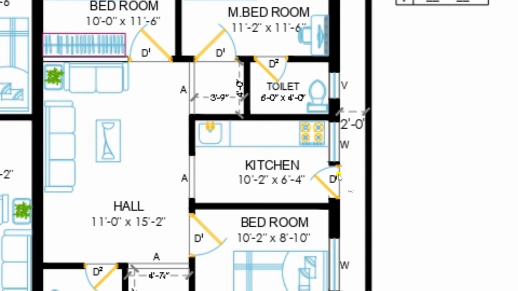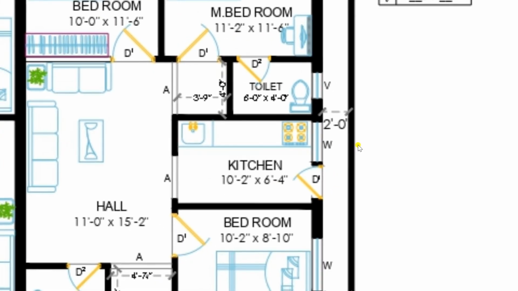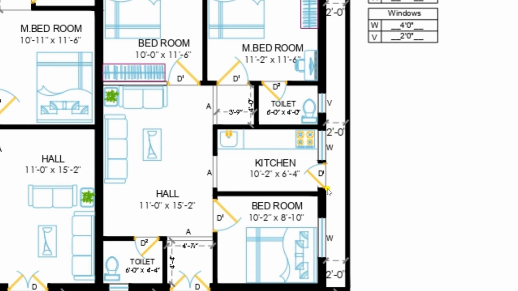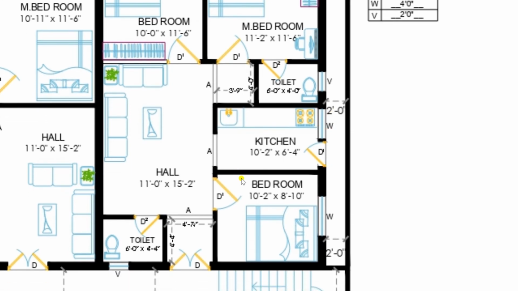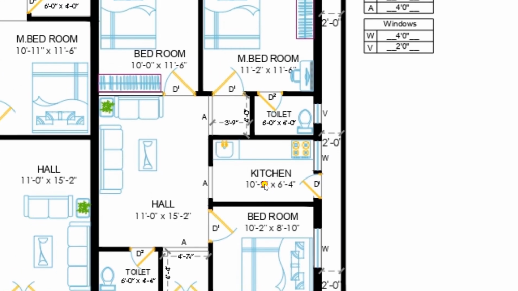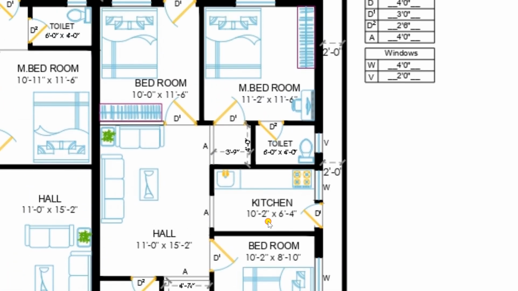Here we have provided one door. Here you can view there is a balcony of 2 feet we have left, and we have provided a window also. So the kitchen is fully ventilated. All the plan has full ventilation as we have left setback on all 3 sides.